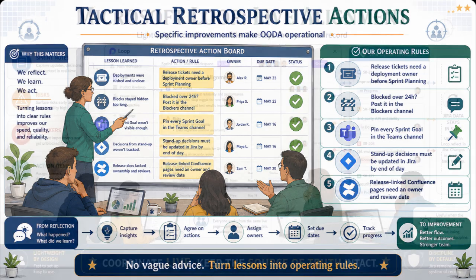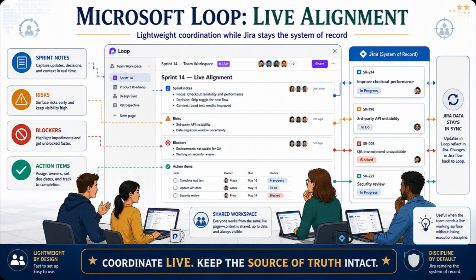Microsoft Loop can also support this kind of live alignment. Microsoft has described Jira integration with Loop as a way to bring Jira issues into Loop for project tracking, with data staying in sync across both tools. This can be useful when a team needs a lightweight live workspace for sprint notes, risks, blockers, and action items, while still keeping Jira as the system of record.